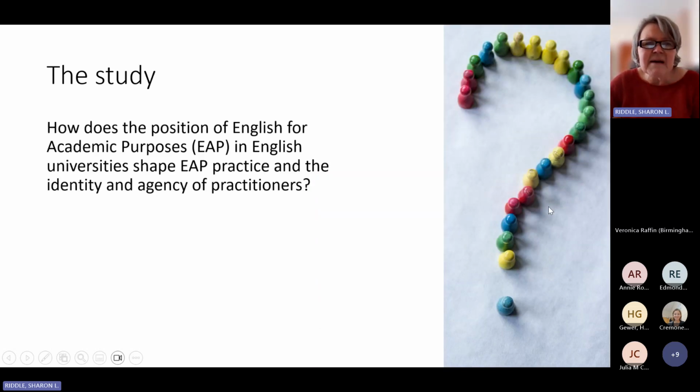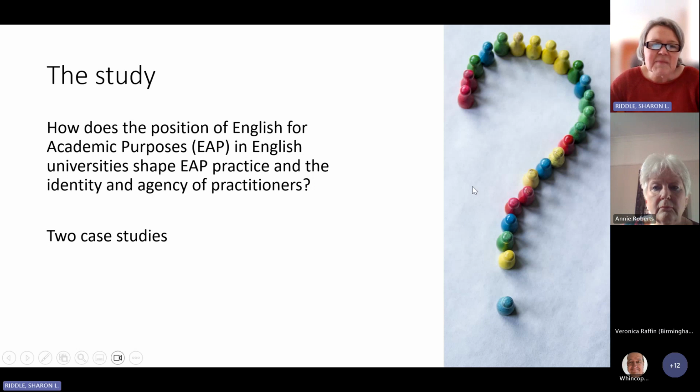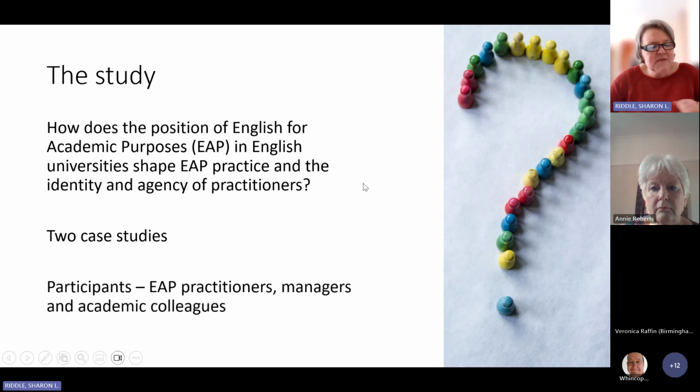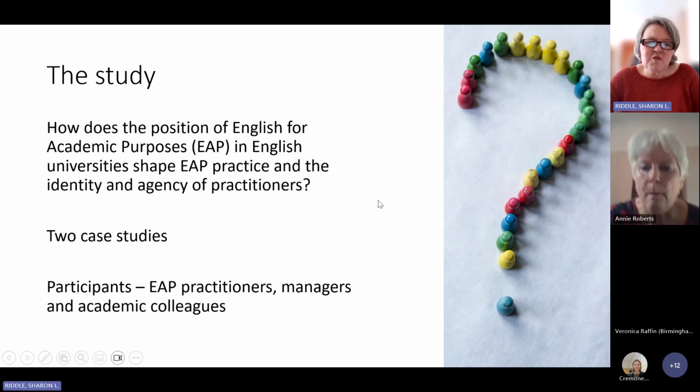So the study is all about the positioning of EAP in universities and EAP practitioners. I'm looking at two case studies, one in a post-1992 university and the other in a Russell Group University. I've got 39 participants so far, and all of them I'm interviewing using a spatial storytelling activity, which combines talk with the creation of an image.